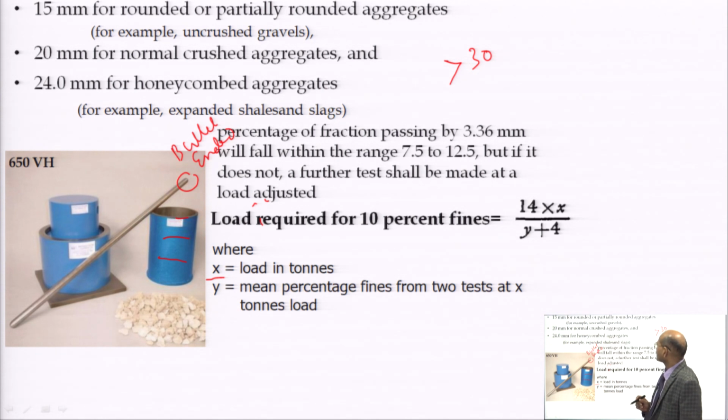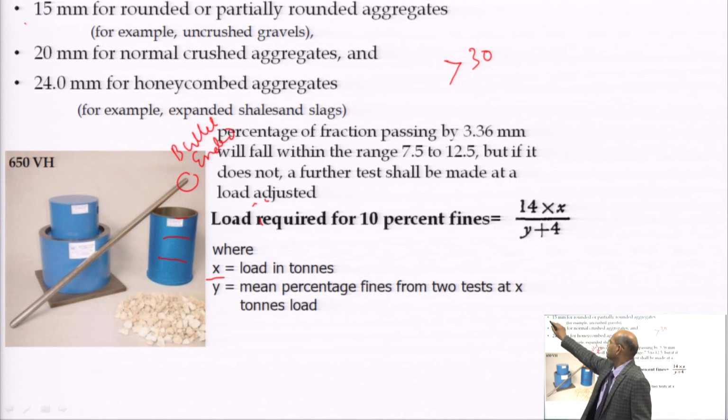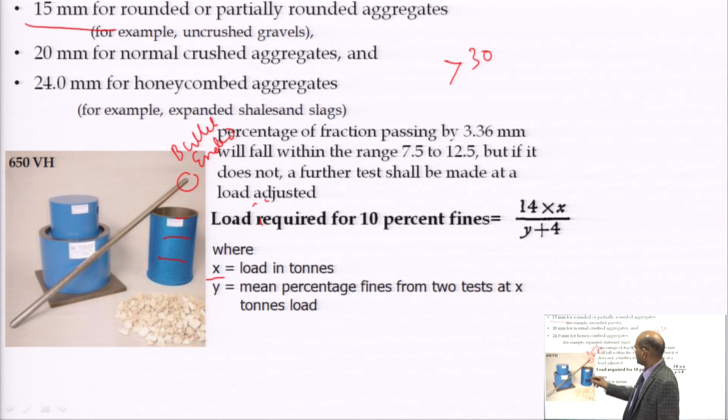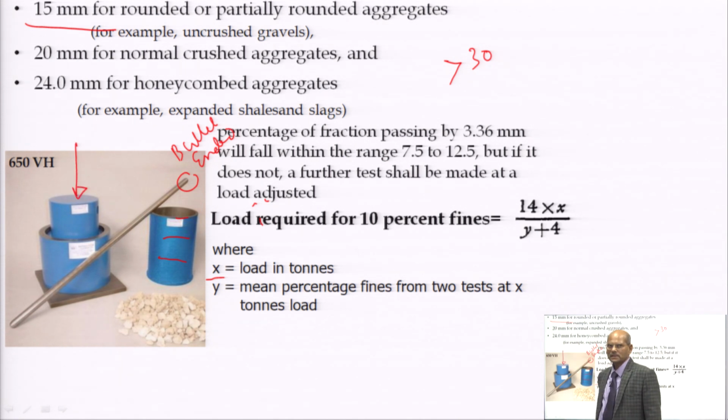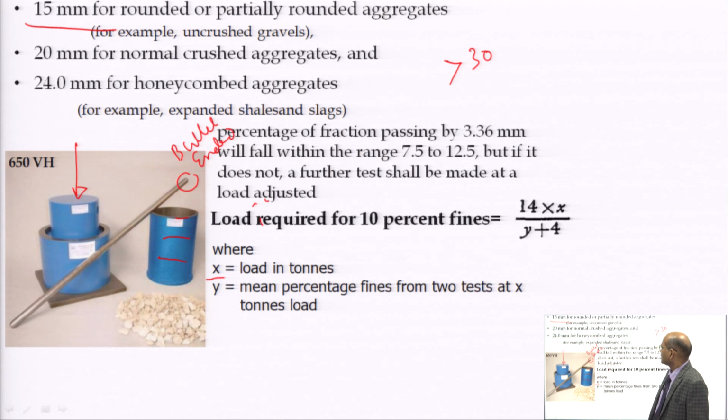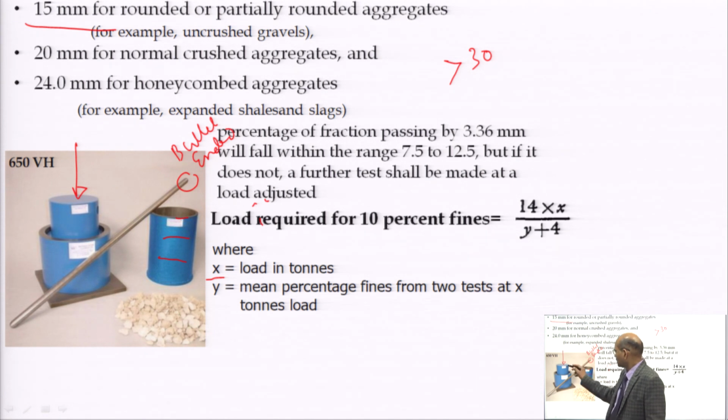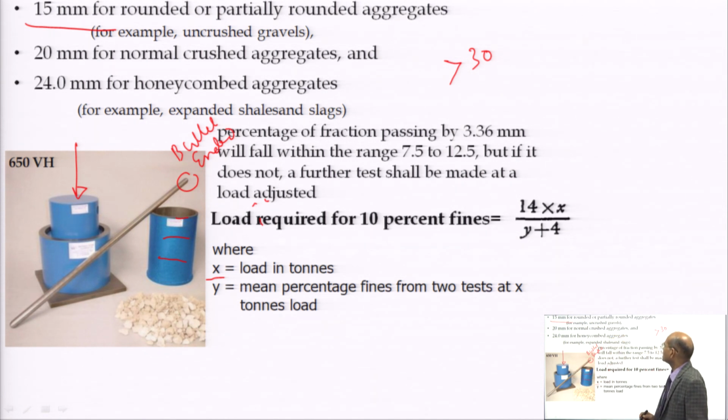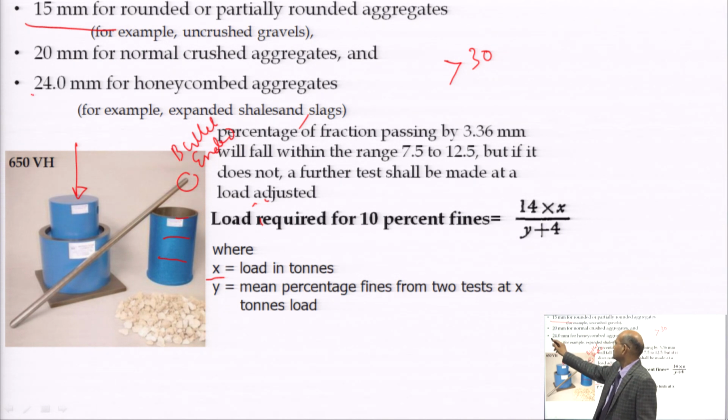Suppose our aggregate is rounded or partially rounded, then we have to allow the plunger to move for 15 mm. We apply this load with the help of a compression testing machine, a static loading, and it should go down by 15 mm if it is a rounded or partially rounded aggregate. If it is a normal crushed aggregate, then the plunger should move for 20 mm, and if it is a honeycomb type of aggregate like expanded clay or slags, then it should move 24 mm.